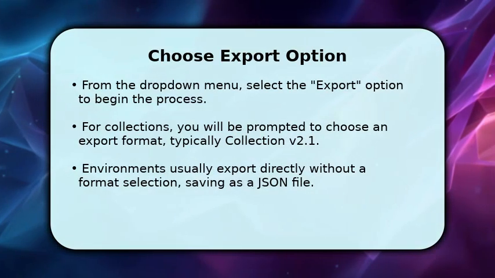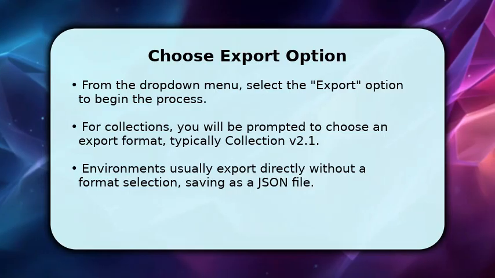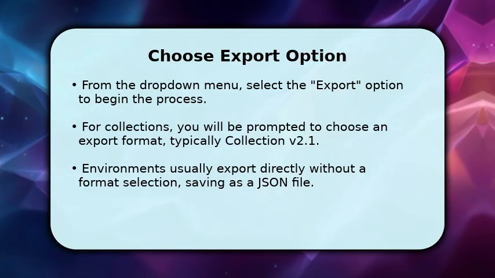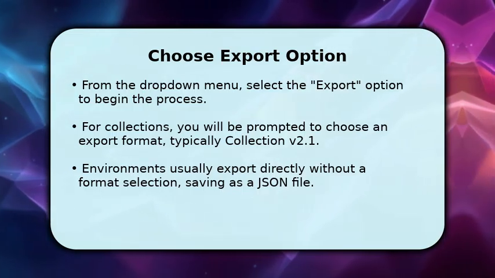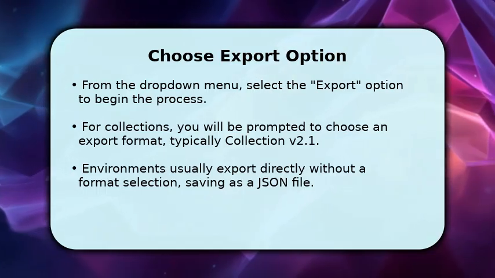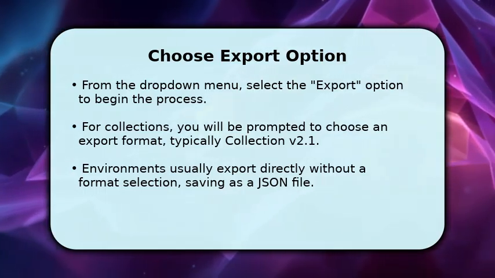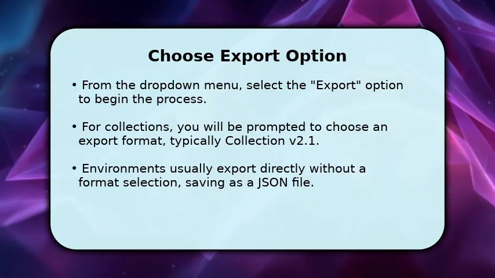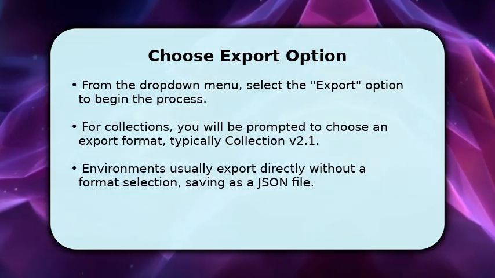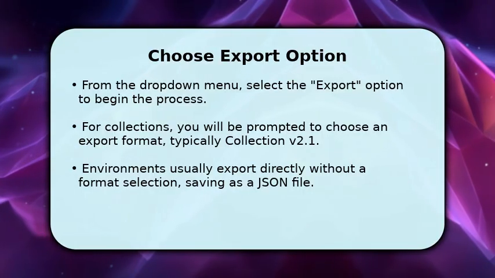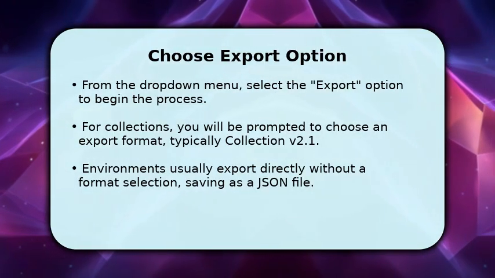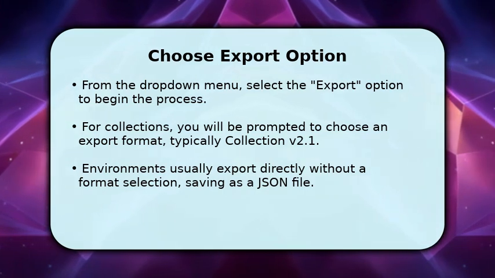Once the drop-down menu appears, you'll see an export option. Click on it to proceed. If you are exporting a collection, Postman will typically ask you to select a format. The recommended and most common choice is Collection version 2.1, ensuring broad compatibility. For environments, the process is even simpler, as they usually export directly as a JSON file without requiring a format selection. This streamlined step makes exporting your configurations quick and easy.